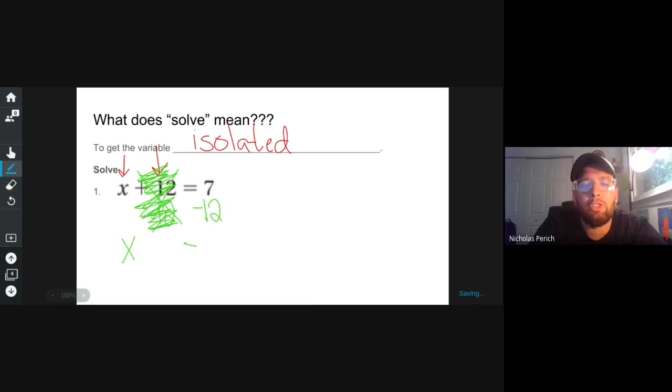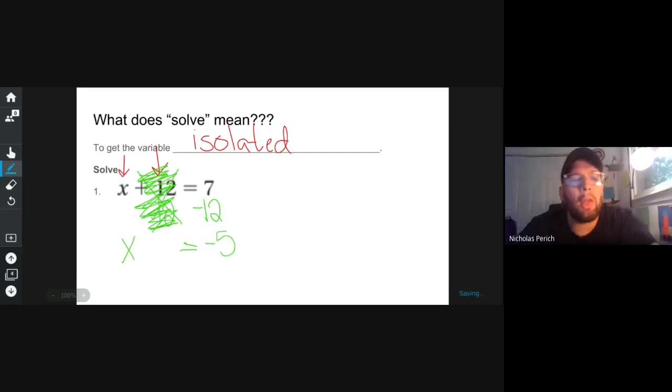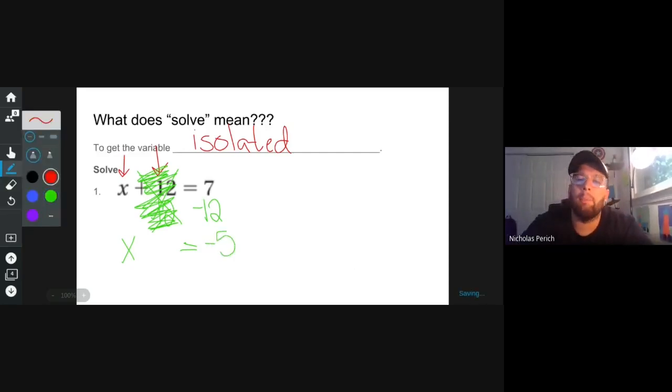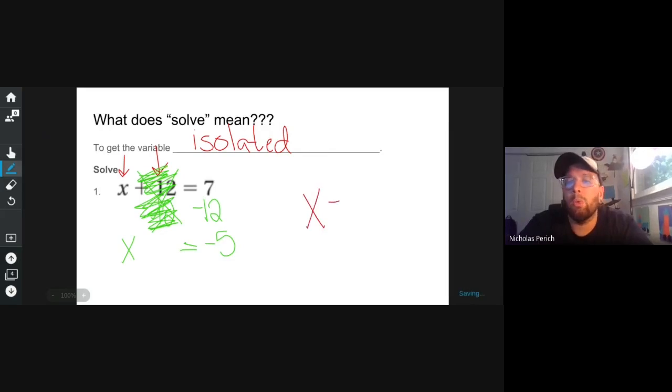Drop down the equal sign. 7 minus 12 is negative 5. So that looks sloppy. Let me just write it out again. X equals negative 5. Good job, dudes.